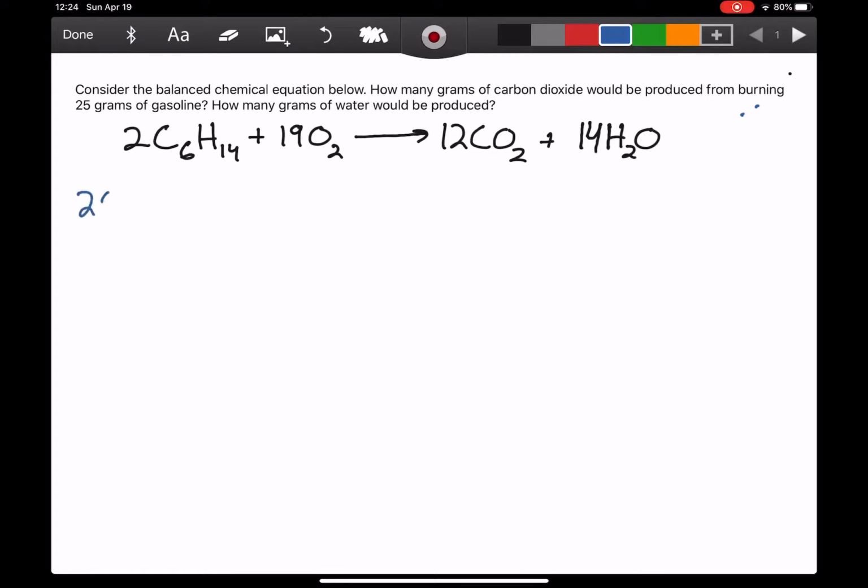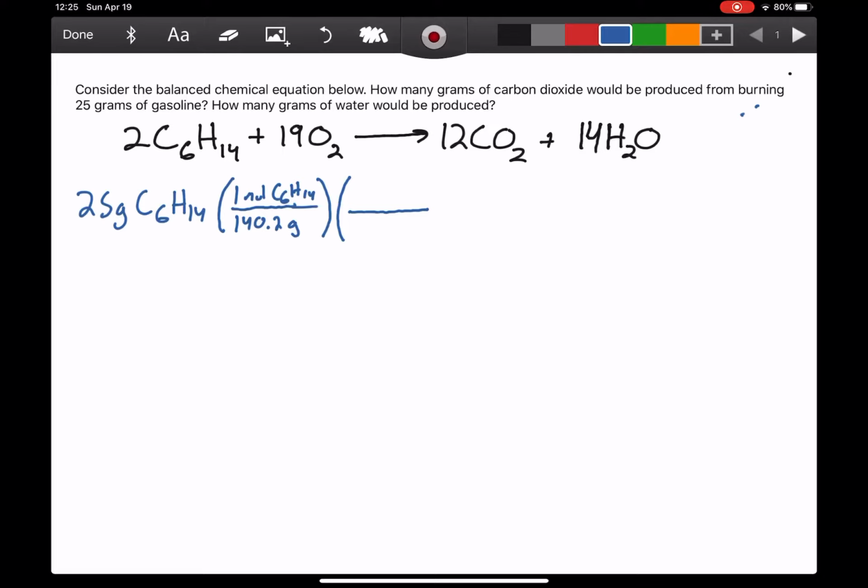In this particular problem, we're going to use dimensional analysis to solve it. So we're going to write that we have 25 grams of gasoline, which is C6H14. And the next step is going to be to go from grams of gasoline to moles of gasoline. Well, 1 mole of C6H14, if you add it up on the periodic table, is equal to 140.2 grams. And now we're solving for CO2 first.